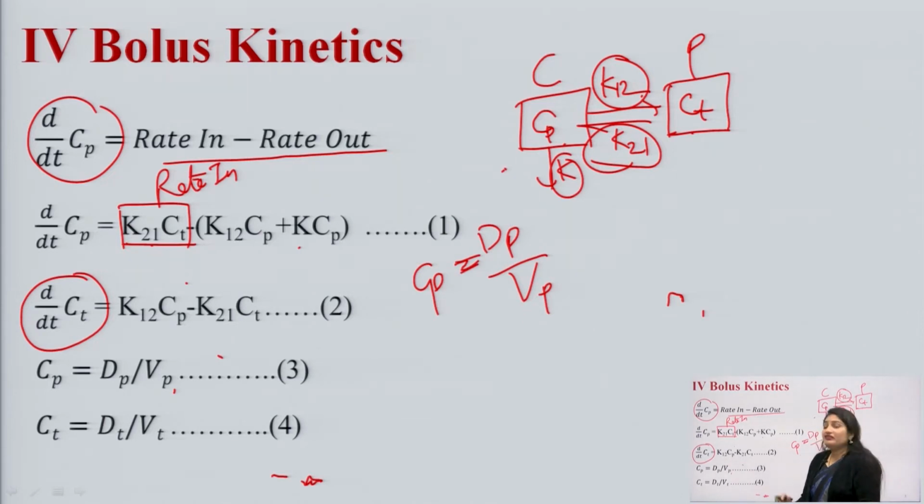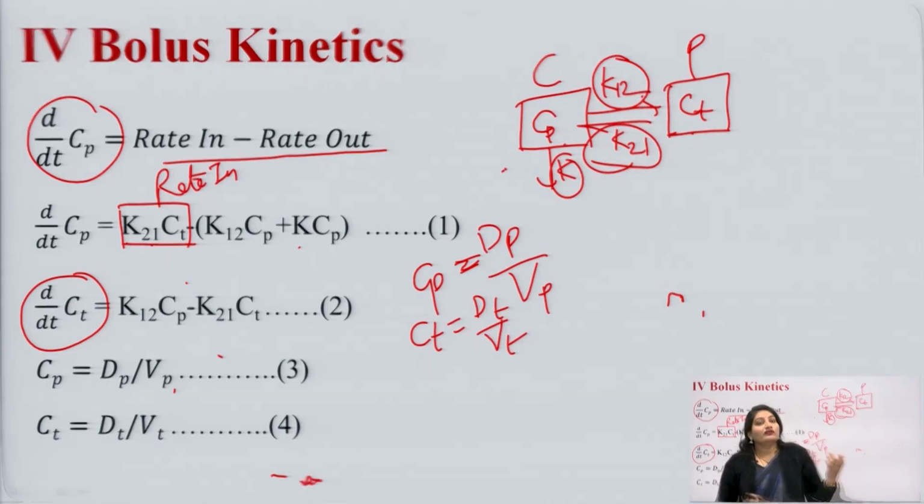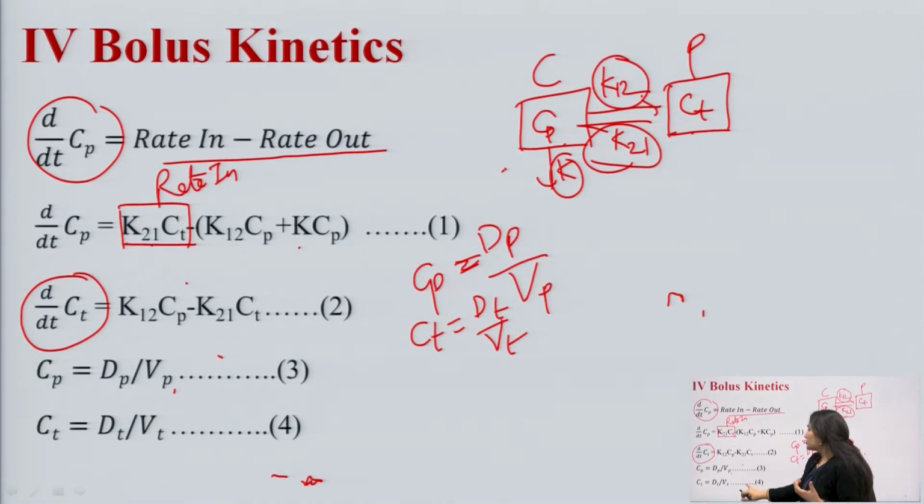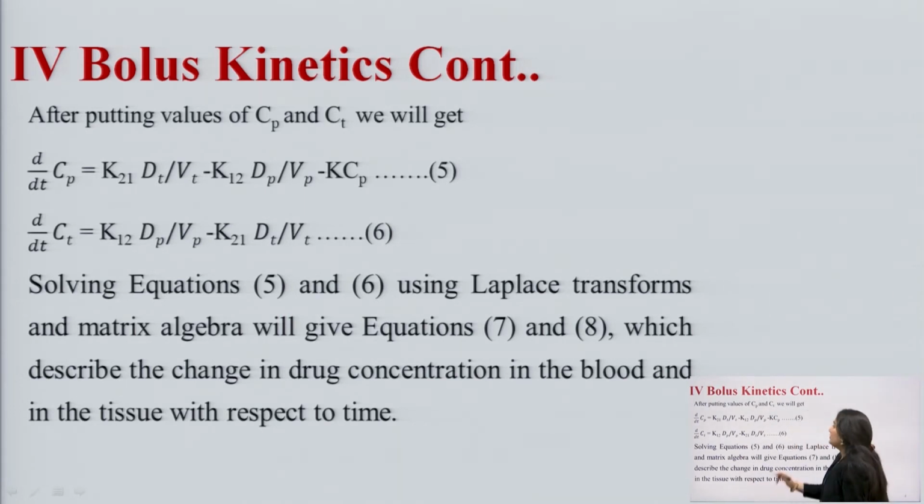Okay. Similarly, we can write the Ct. What is Ct? It is dt upon Vt. Why is it written as dt and Vt? dt is the amount of drug in the tissue compartment and Vt is the volume of distribution in the tissue compartment. Okay. So, we can put these values of equation number 3 and 4 into equation number 1 and 2. Okay. So, when we put the values of Cp and Ct, we will get another pair of equations, that is equation number 5 and equation number 6.